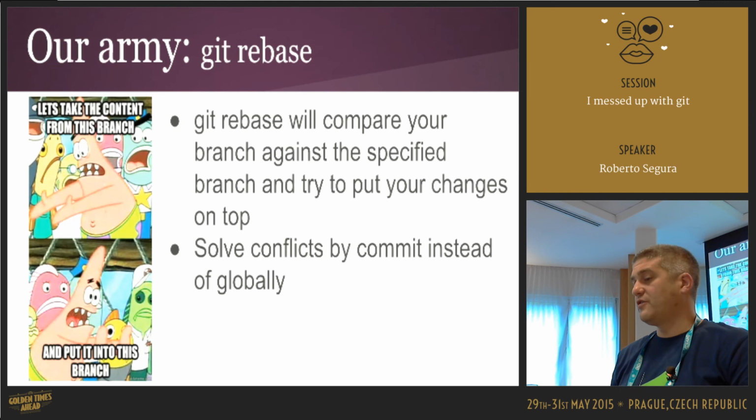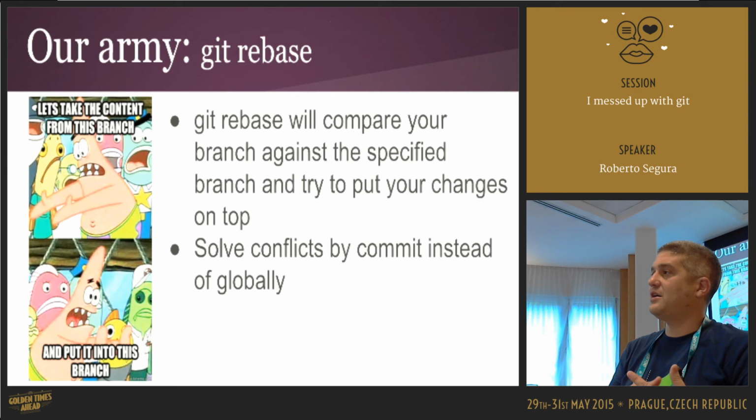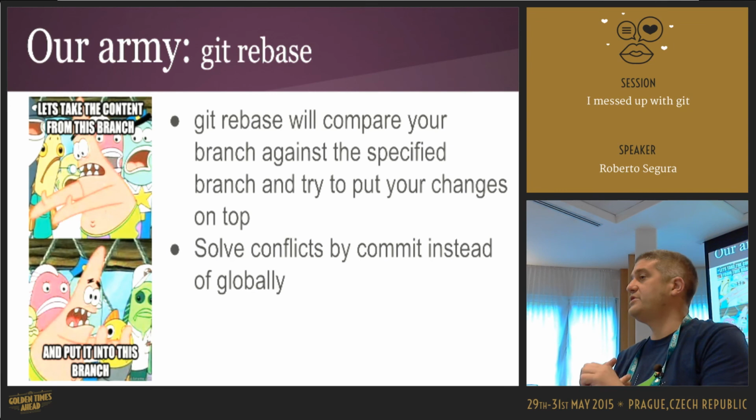Another thing that git merge does differently is that when you use merge, it gets all the changes of all the files and merges them in the active branch. If you have conflicts, it will show you which files are conflicting, but you won't know which commit is conflicting with yours. You have to deal with all the conflicts together.